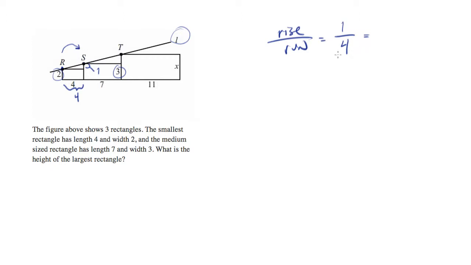And at the end of the day, we're trying to figure out the height of the biggest rectangle, which is X. But we already know part of it, which is 3. So what we're really looking for is the amount that's left over. Let's call that Y.